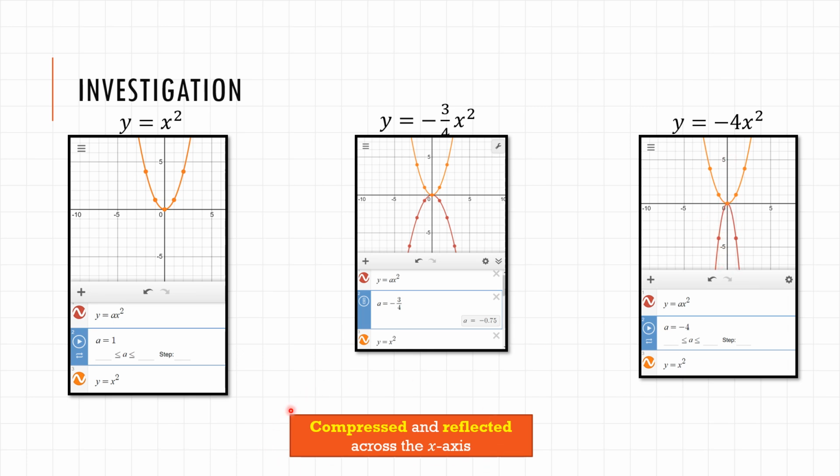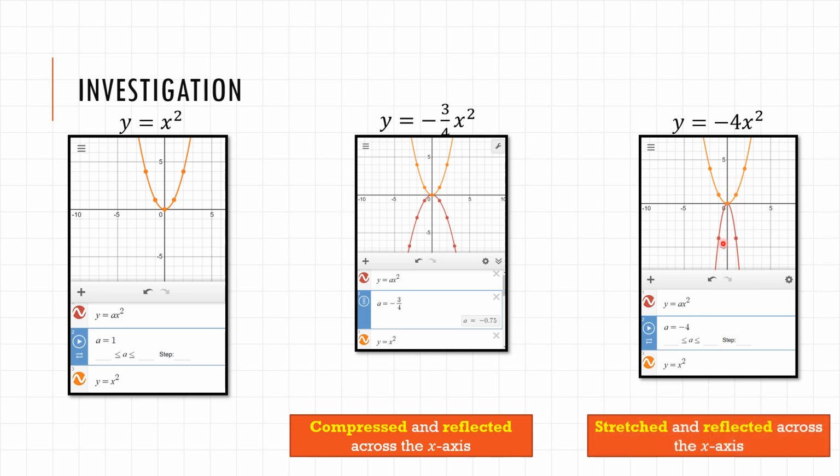And so that's why we say that this graph right here was compressed and reflected across the x-axis because it got shorter. That's compressed, vertically shorter, so that it was vertically compressed. And then it was reflected across the x-axis, as if the x-axis was like a mirror. Whereas for this graph, we can see that it was stretched vertically. So it got narrower, thinner, taller. So it was stretched vertically, and then it was reflected again across the x-axis.